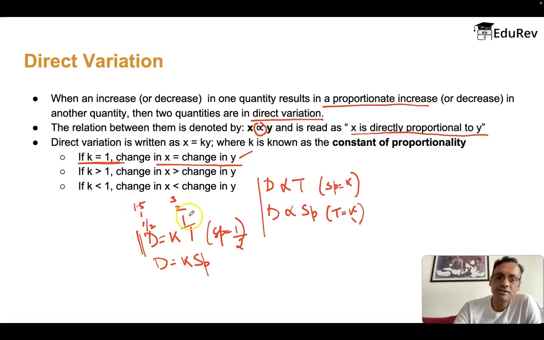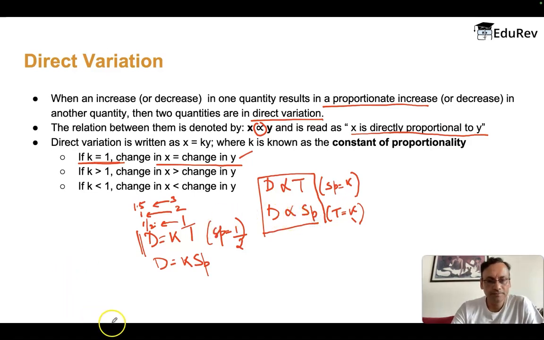So you can see that now because k is less than 1, whatever change we are making to x, y is changing smaller. So here when this is 1, this is half. When this is 2, this is 1. When this is 3, this is 1.5. So that's how it all depends on the constant, and that's how the change will happen. So these two are classic cases of direct variation.